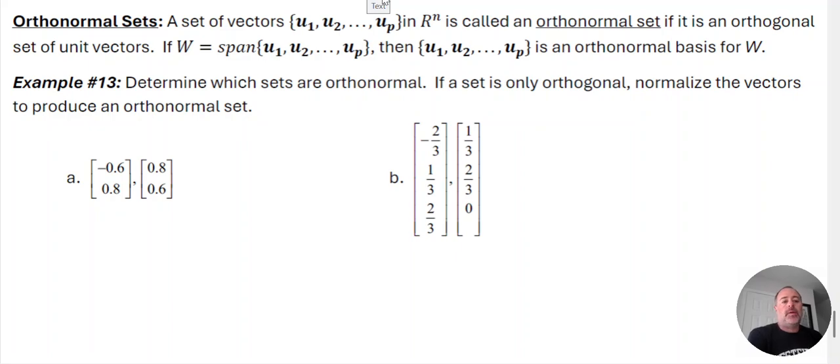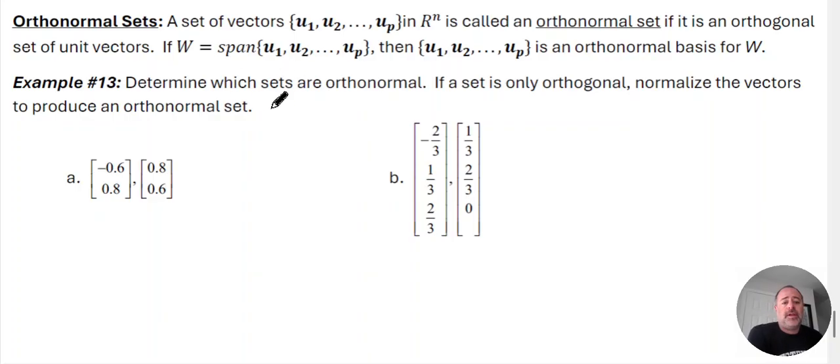Hey guys, so we're going to go ahead and go through example number 13 in lesson number 18 here. We're skipping examples 10, 11, and 12 now and going into a different type of set, which we'll call orthonormal sets. And in order for something to be an orthonormal set, we have to have two conditions.